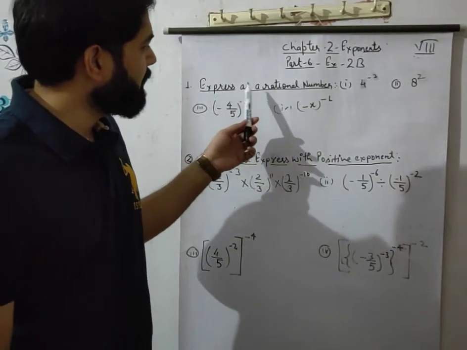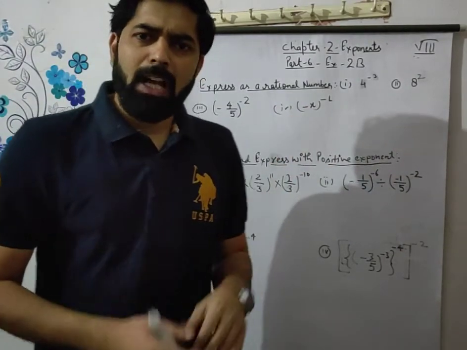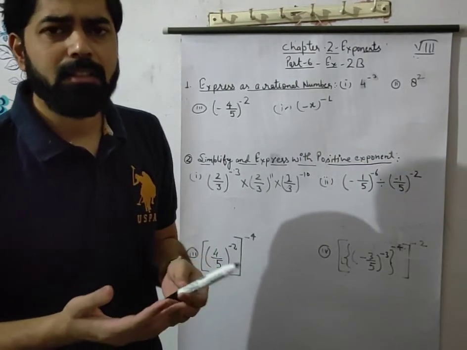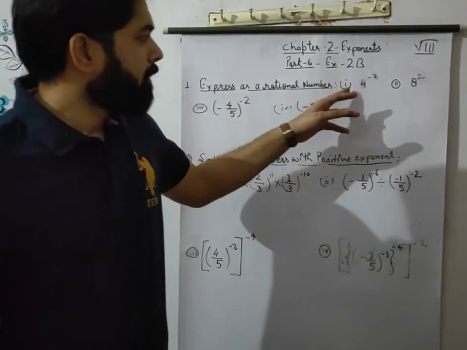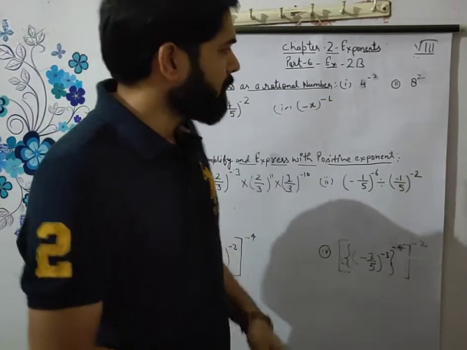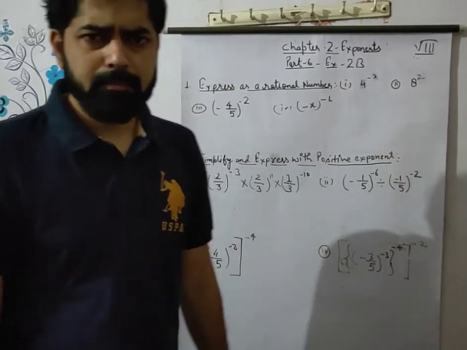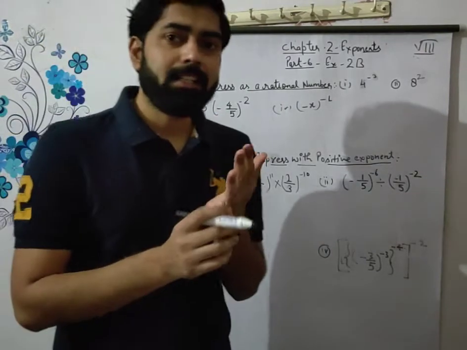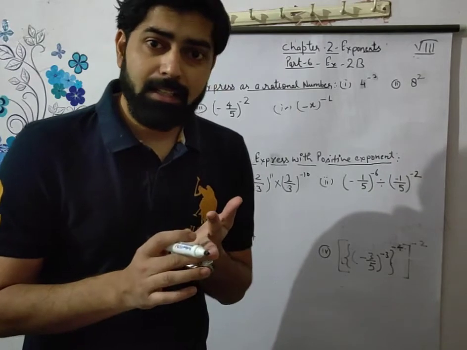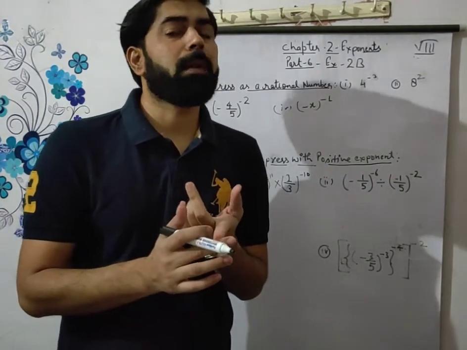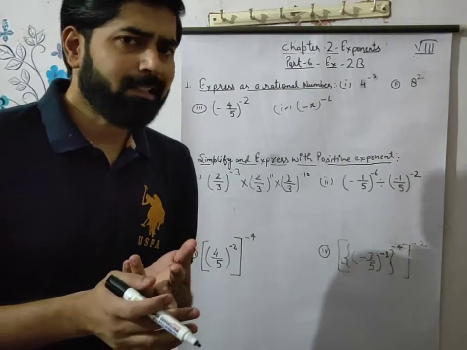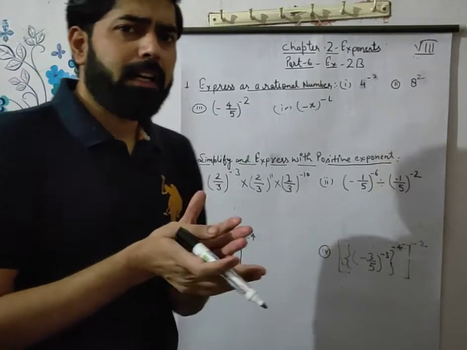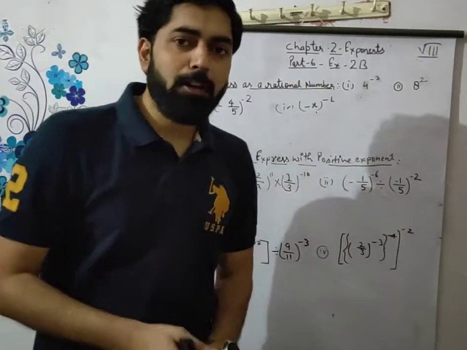The first question is: express as a rational number. You have done such questions before, in exercise 2a. The first is 4 raised to the power minus 3. You know the rules of exponents: first is the zero power, second negative power, third multiplying powers with the same base, fourth power of a power, fifth dividing powers, and last is expanded exponent.